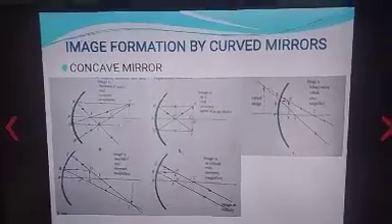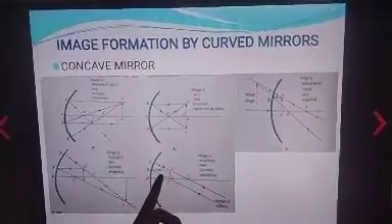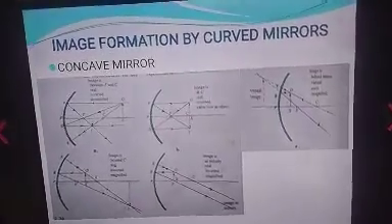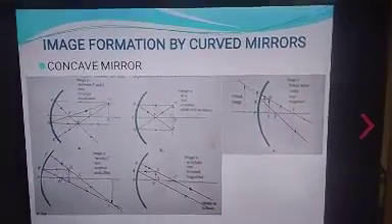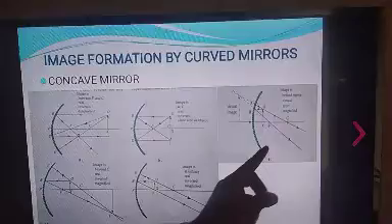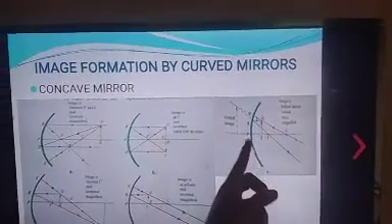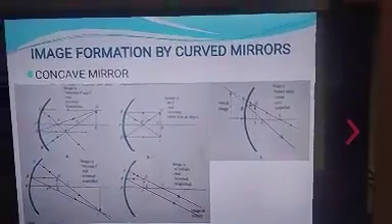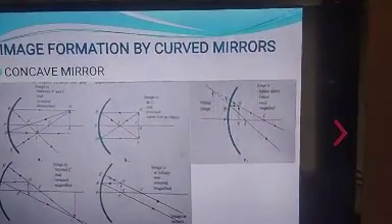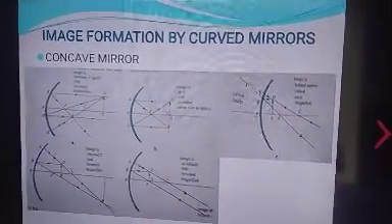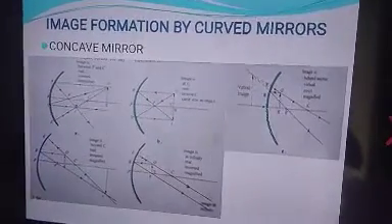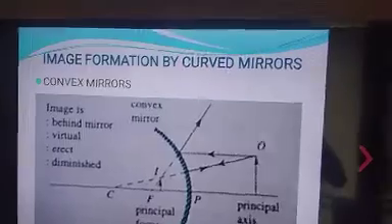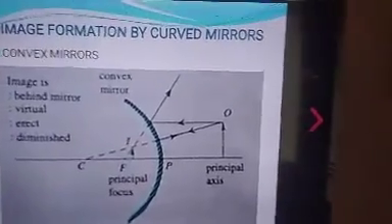Now, when we place the object at F, the image will be found at infinity. And finally, when we place the object between the principal focus and the reflecting surface, the image formed will be found behind the mirror. That is to say, it will be virtual, erect, and magnified. Okay, let's see image formation by curved mirrors, convex mirrors.